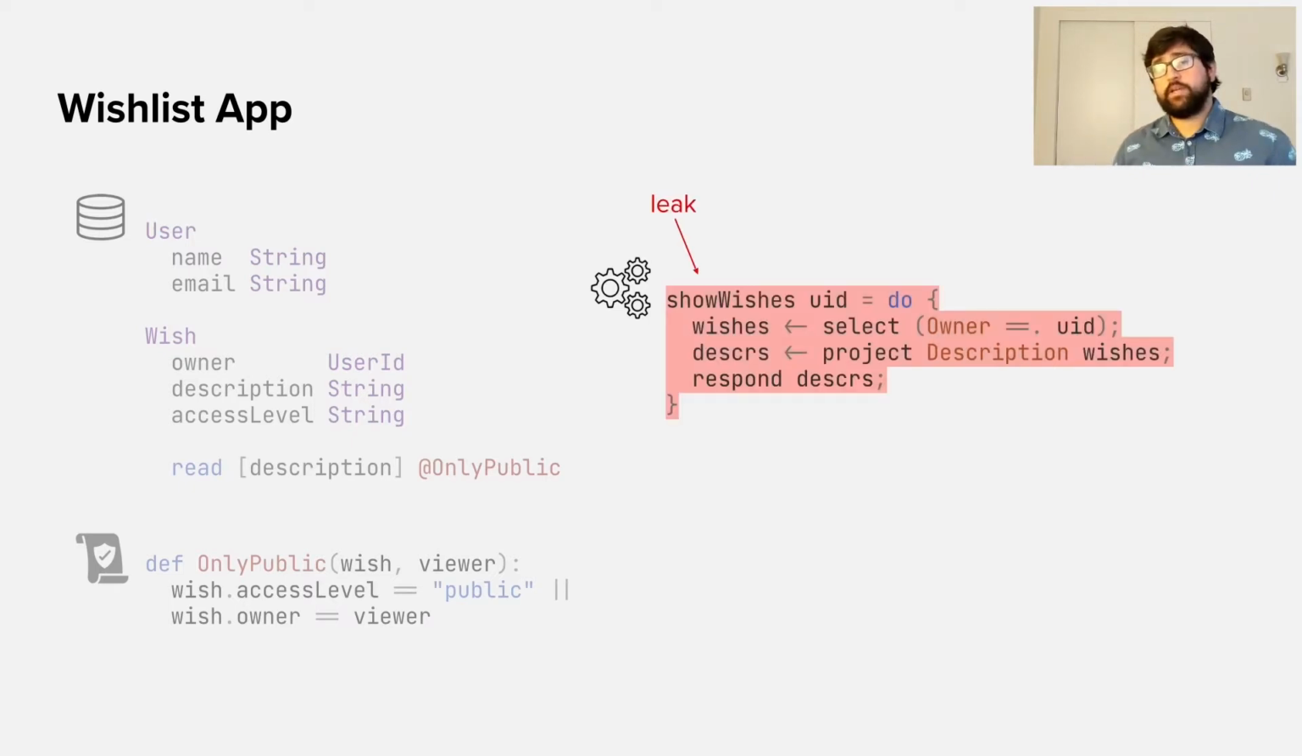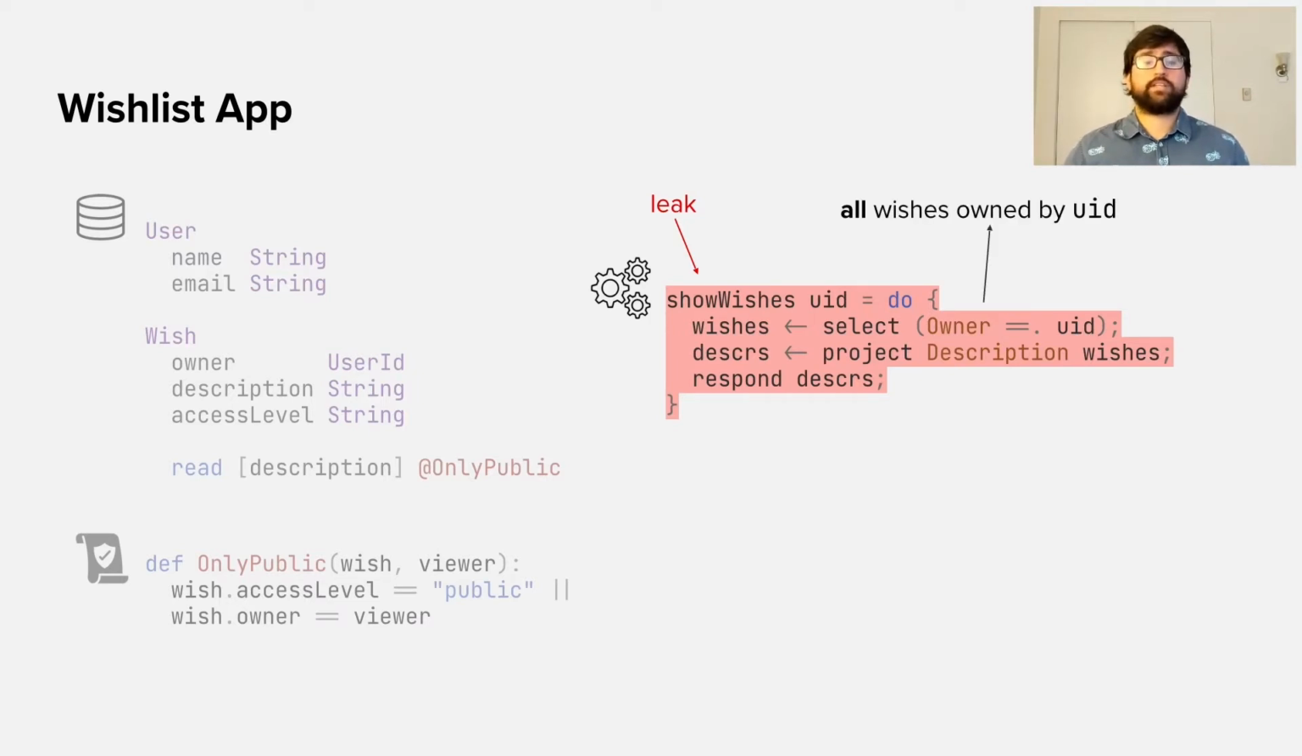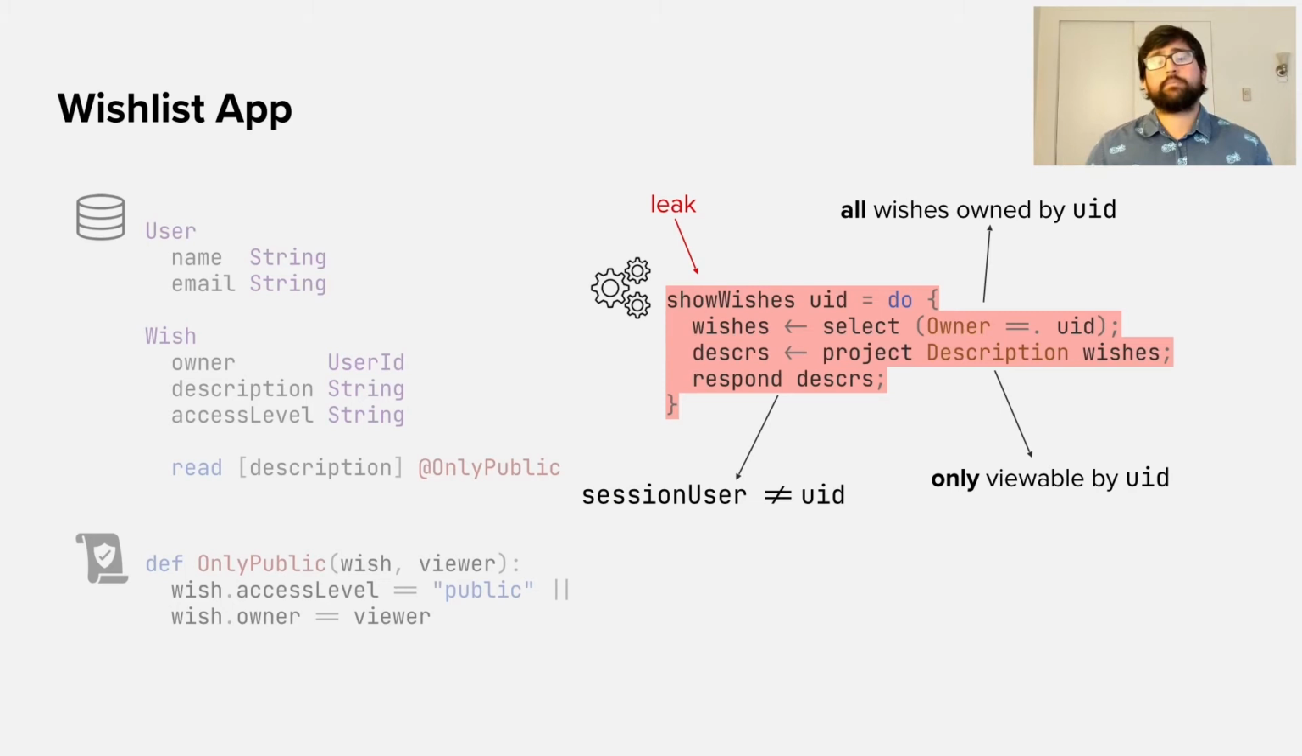As you may have noticed, written like this, the controller may leak some information, as the session user may be requesting someone else's wishes. Storm detects this error at compile time by first inferring that the query will return all the wishes owned by UID, including the private ones. Then, using the policy in the description, it determines that the result of the projection depends on values that should only be viewable by UID. Finally, it complains that by calling respond, the results can be observed by the session user who may be different than UID.